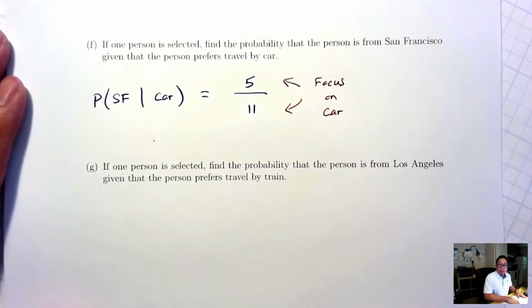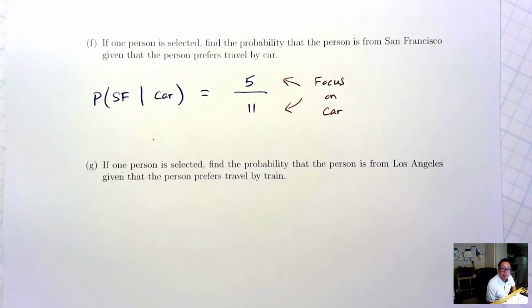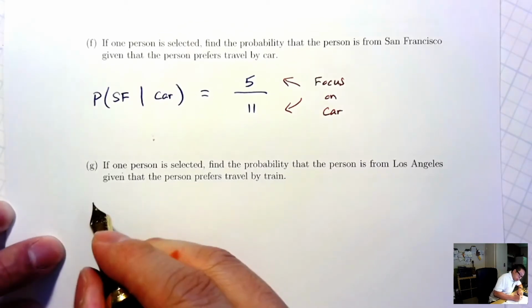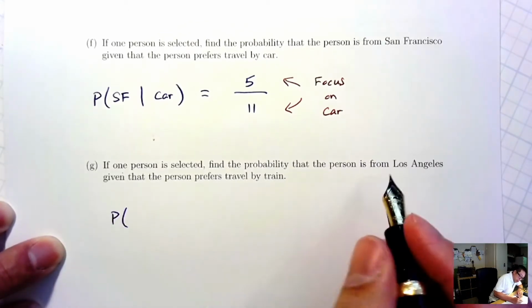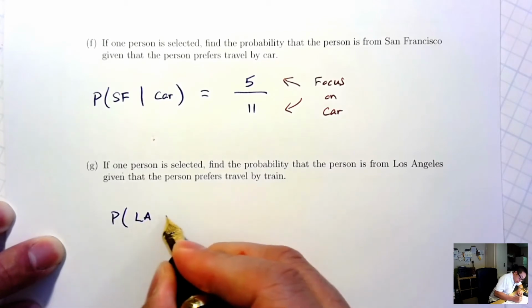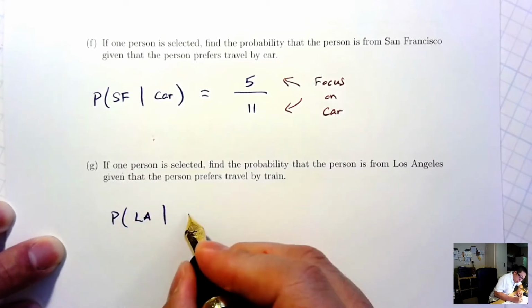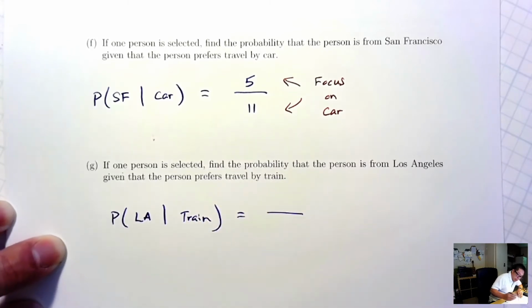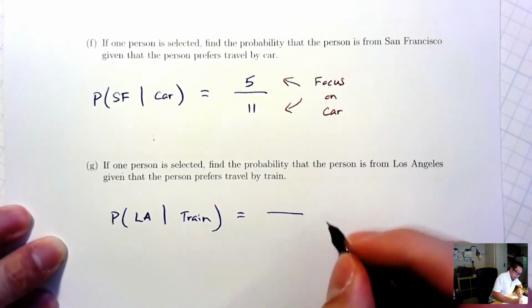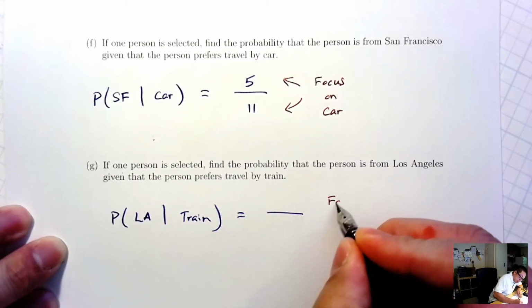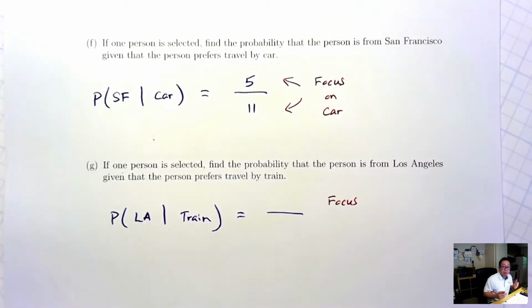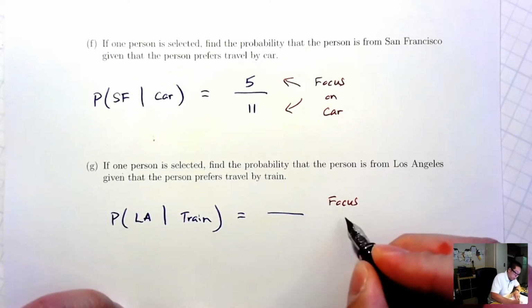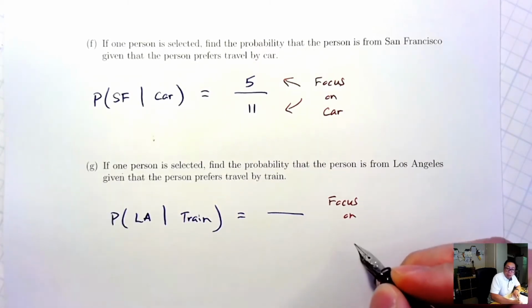All right, part G, if one person is selected, find the probability that the person is from Los Angeles, given that the person prefers travel by train. So notation wise, we want LA given train. For the top and for the bottom, I should be focusing on what numbers? Train.